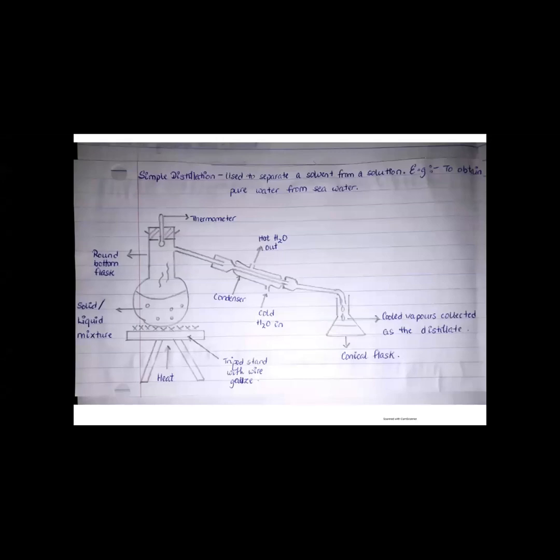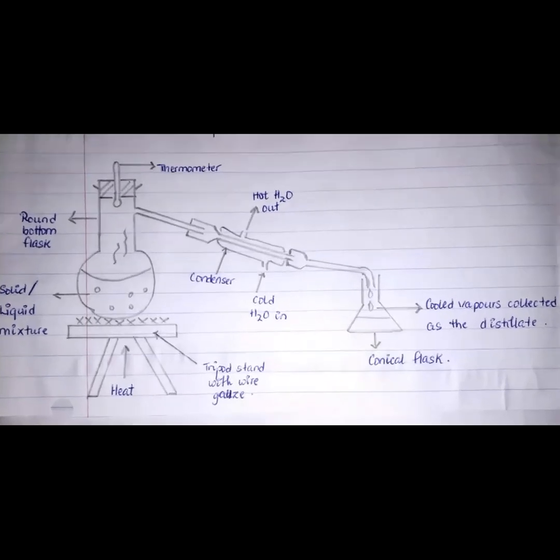Now, if you want to get a particular solvent from a solution, you can carry out this technique. So simple distillation is used to separate and retain a solvent from a solution. So let me say, for instance, you have seawater and you want to get a sample of pure water from it. You can use this experiment. So let's look at the setup here in front of us.